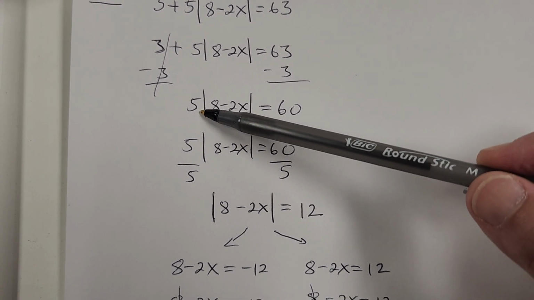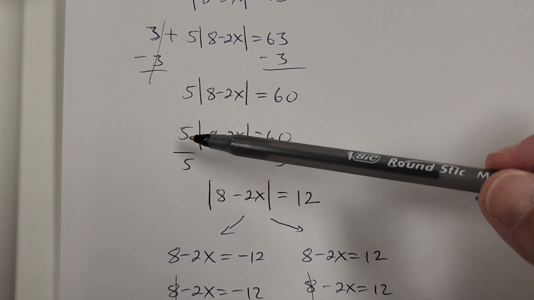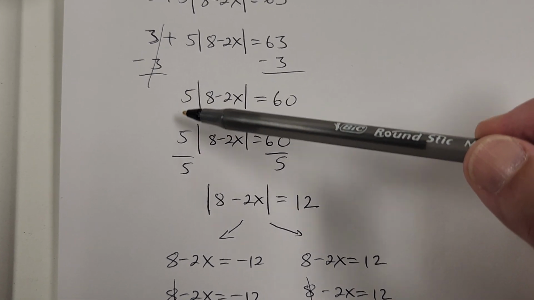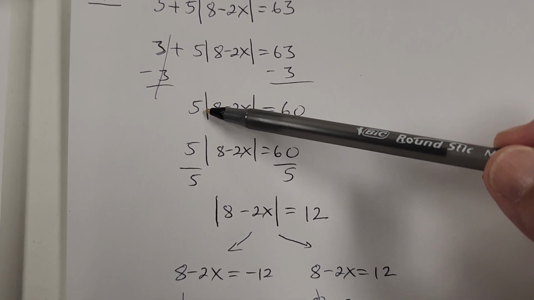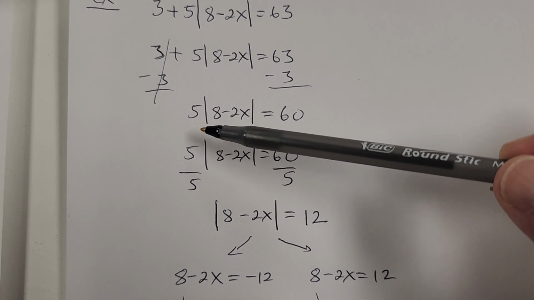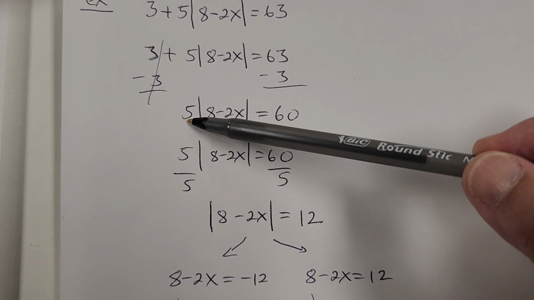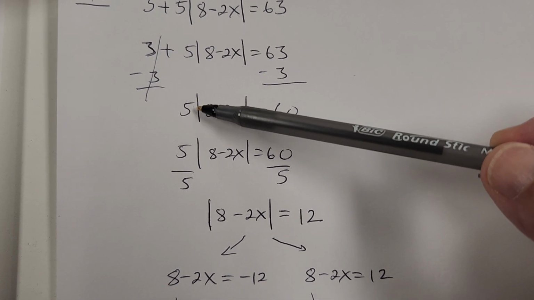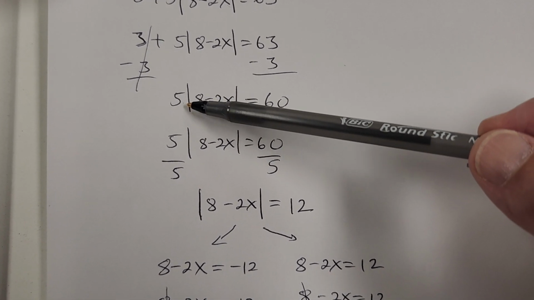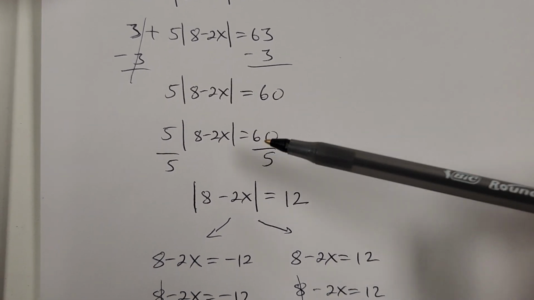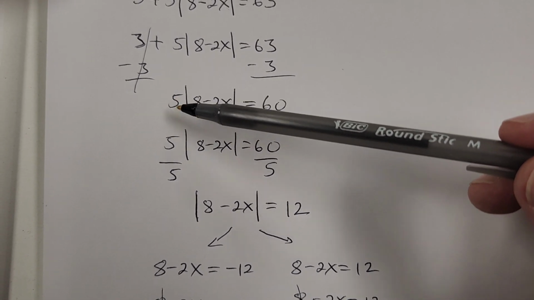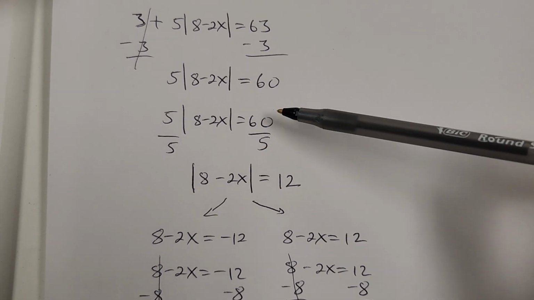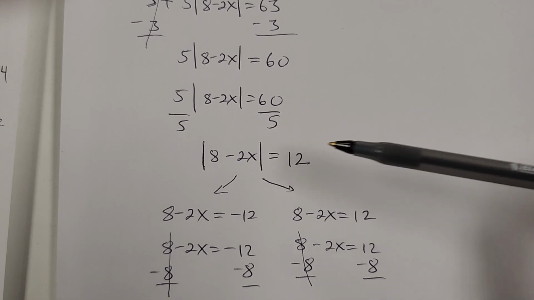Next, I have 5 here. This 5 in front must be divided. You have to divide. If I have a number that is in front and next to this absolute value, you have to divide. Okay, so one more time, if it's right here of the absolute value, you have to divide. So 60 divided by 5 gives me 12.